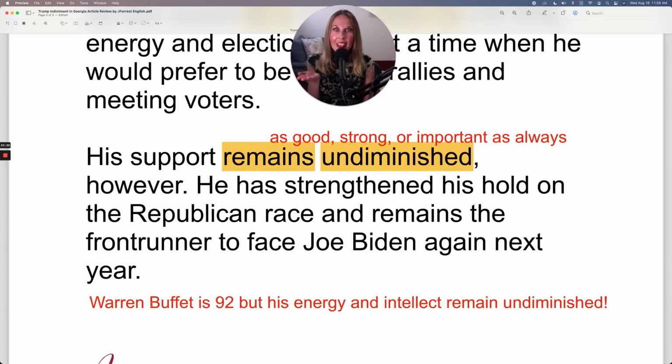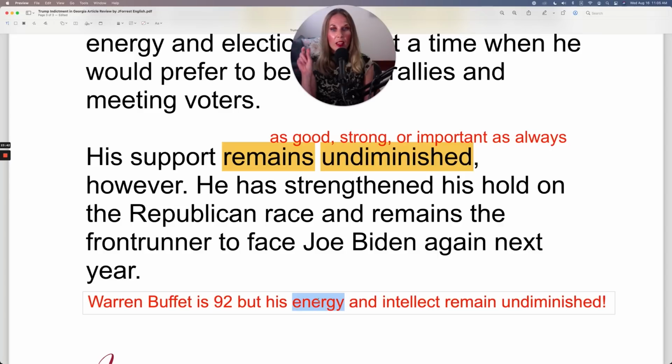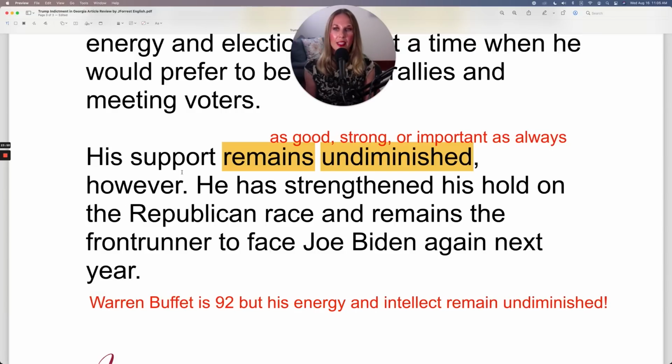Warren Buffett is 92. Isn't that crazy? He's 92, but his energy and intellect remain undiminished. I can say that because he still runs his company. So obviously, his intellect remains undiminished. Now notice I have remain because I have 2 items. So his energy and intellect, that represents 2 things. They remain undiminished. Let's continue.